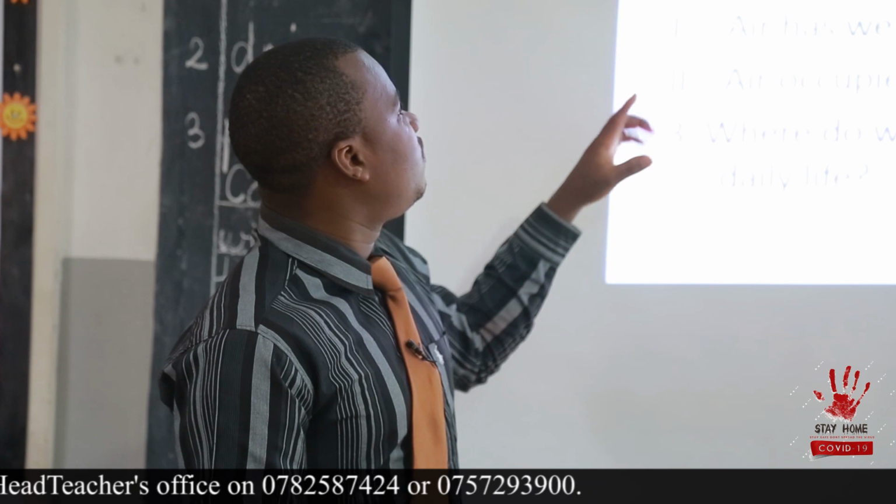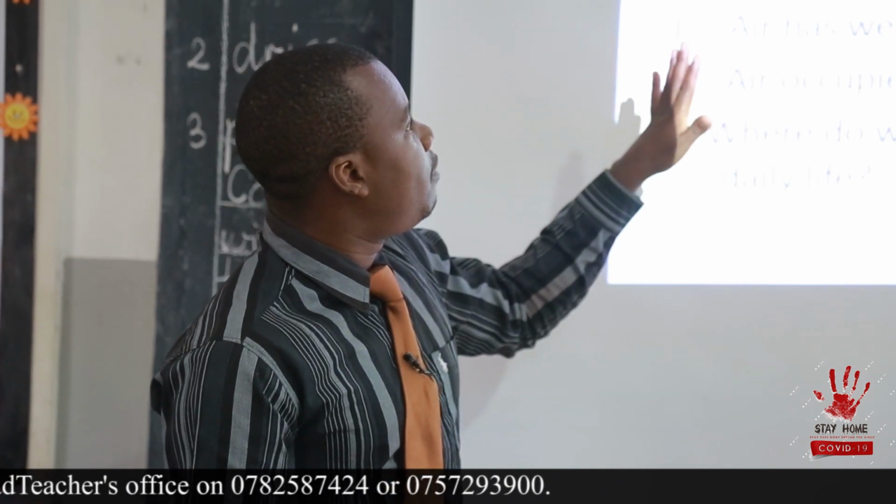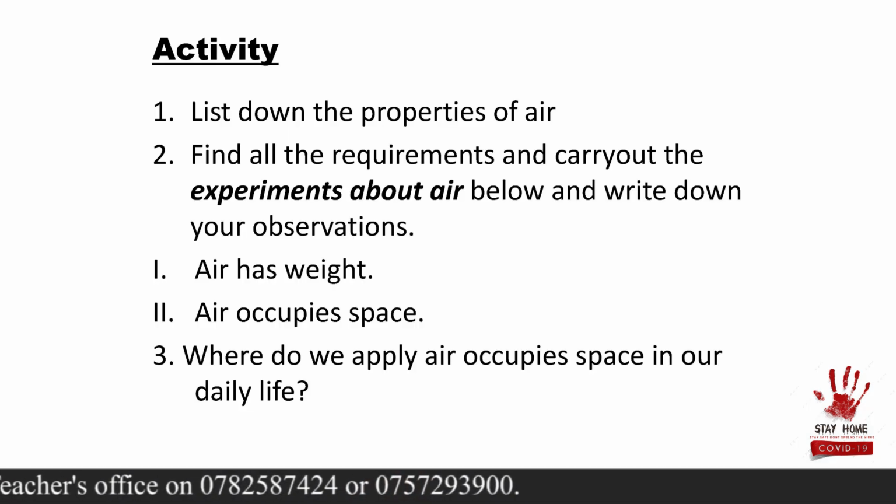What is the activity? List down the properties of air. That's number 1. Find all the requirements like we have gone through. I showed you all the requirements, so we are going to get them. I tried to use the environment, just get a sample and the balloons. Then you carry out the experiments. Show that air has weight. Then 2, another experiment to show that air occupies space.